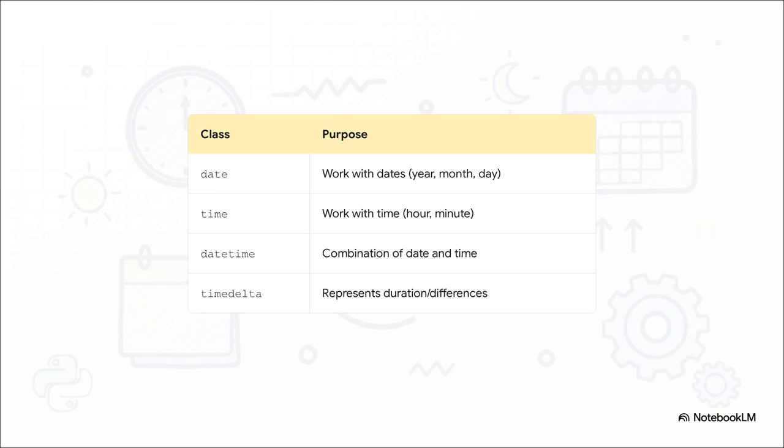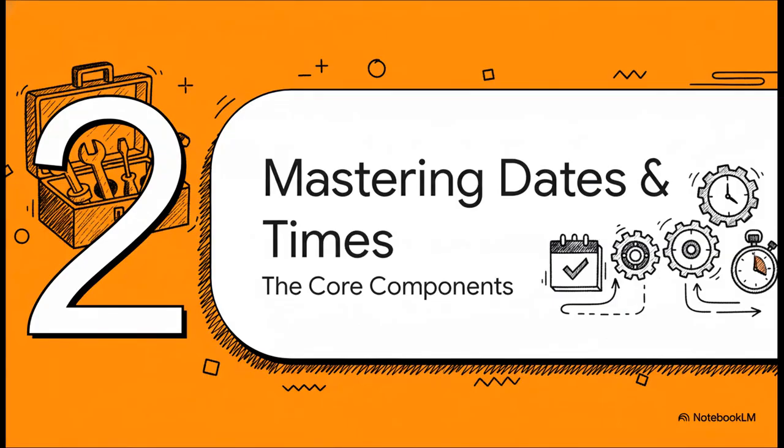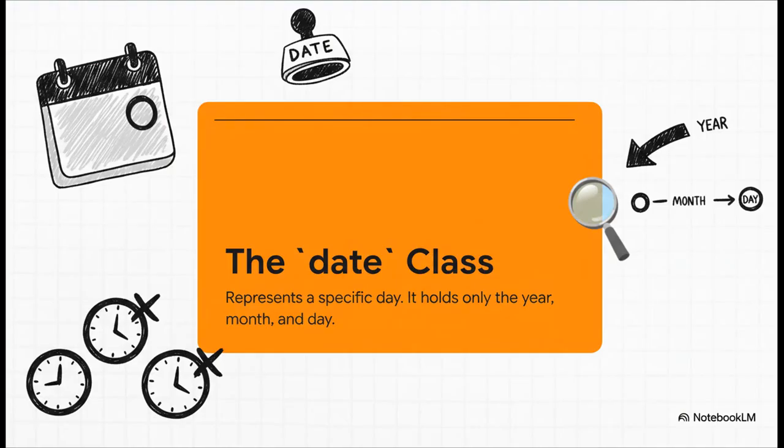Let's break them down. All right, time to open up the toolkit and see how each one of these pieces really works. We'll start with the most basic one. First up, we've got the date class, and it is beautifully simple. Its only job is to hold a calendar day. That's it. Year, month, and day. No hours, no minutes, nothing fancy, just the date.